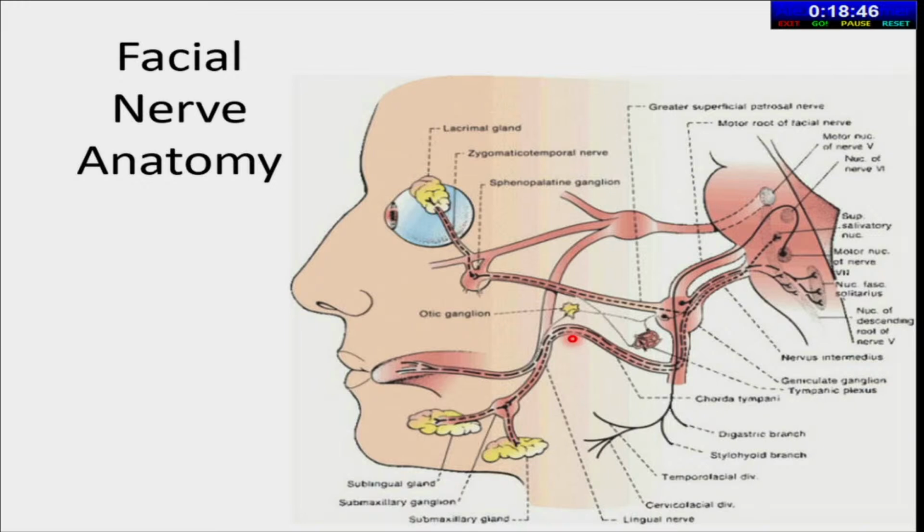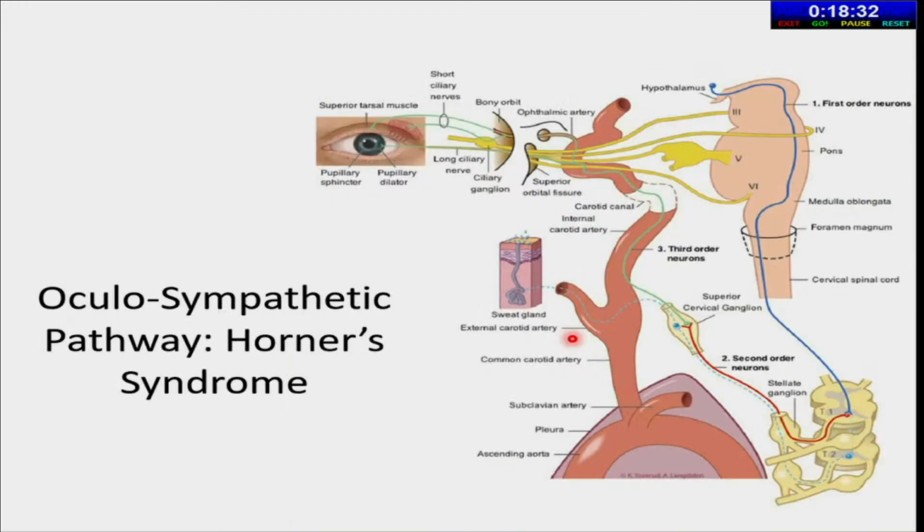The facial nerve anatomy is again an anatomy that you should be familiar with. I won't spend much time, but remember that this is a motor nerve and has different branches. It also supplies the lacrimal gland in the eye, and you should again be basically familiar with the anatomy of this nerve as well.